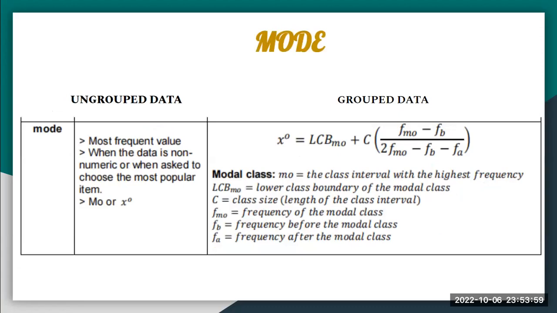Next, we have the mode. For the mode naman, for ungrouped data, it is the most frequent value. So yun yung pinakamaraming value in a given set of ungrouped data. So when the data is non-numeric, or when asked to choose the most popular item. Kung hindi naman numeric yung given na data, kung ano yung pinakamarami. So for example, sa brands, kung pinakamarami yung pet shop, so yun yung magiging mode.